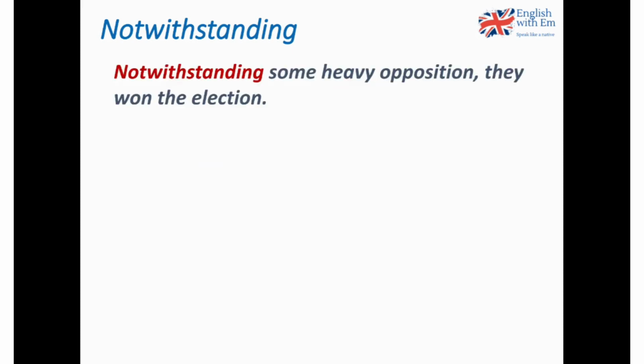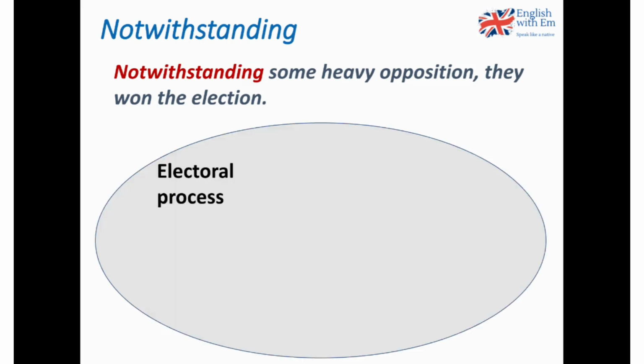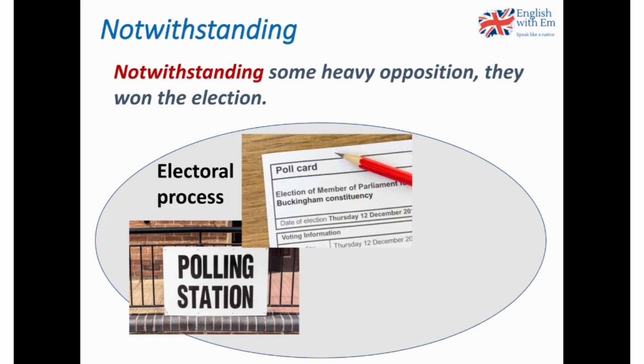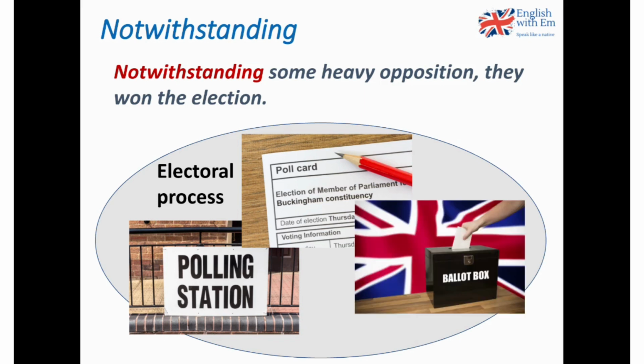So let's take a look at some examples. Notwithstanding some heavy opposition, they won the election. So just to give you a bit of vocabulary about the electoral process and make it clear what I'm talking about, in the UK, we go to a polling station, we complete our poll card, and then we enter our vote into the ballot box. Okay, so this is the British electoral process.